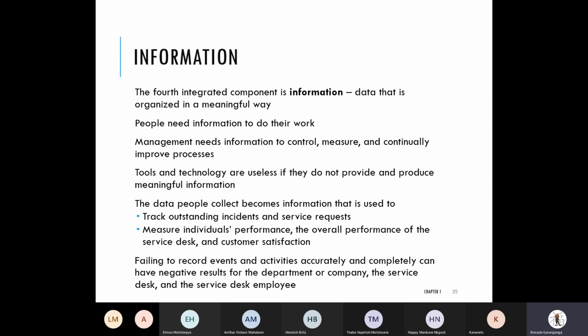So people literally need information to do their work accordingly. Without that information, it makes it very difficult in that regard. But at the same time, management also needs information to control, measure, and continuously improve these particular processes at large. So those are your four distinctive processes or components that are relevant when it comes to your proper service desk engagement as far as your distinctive environments go.